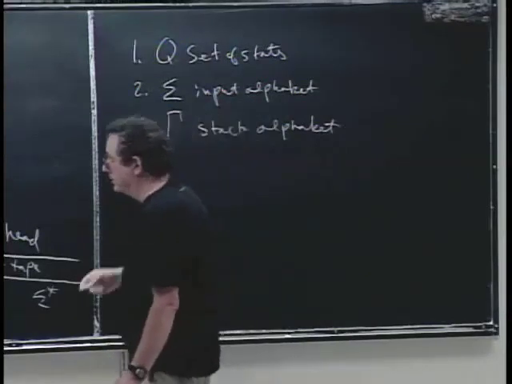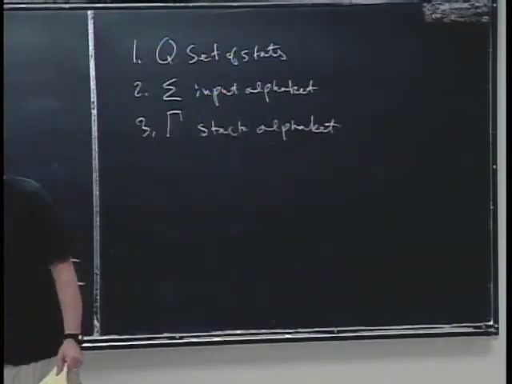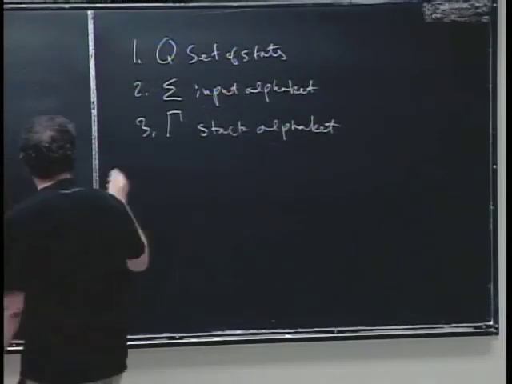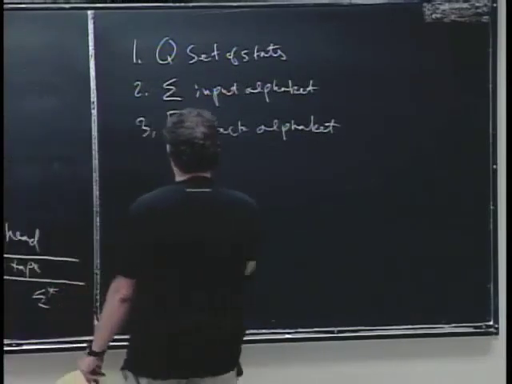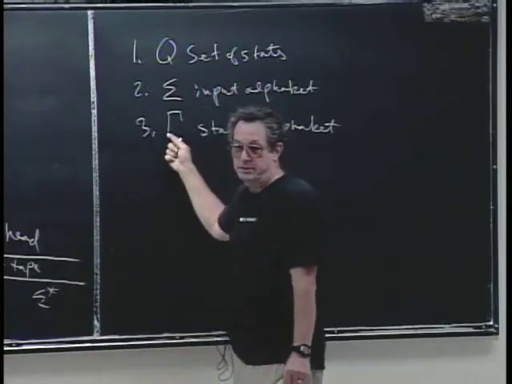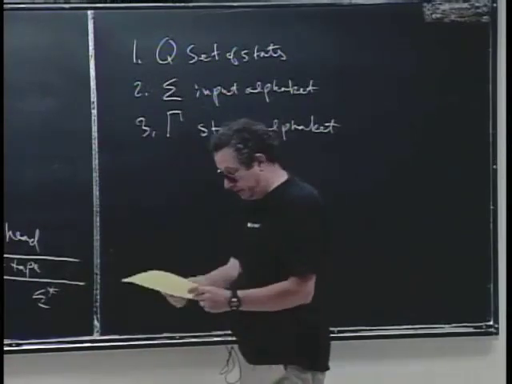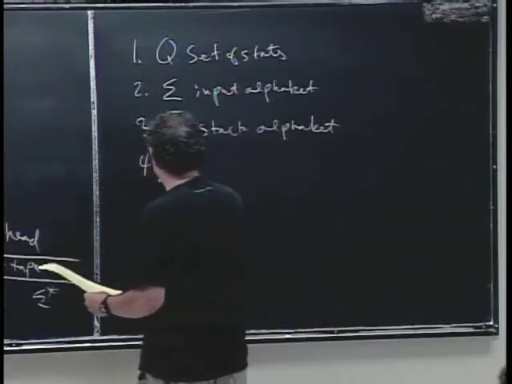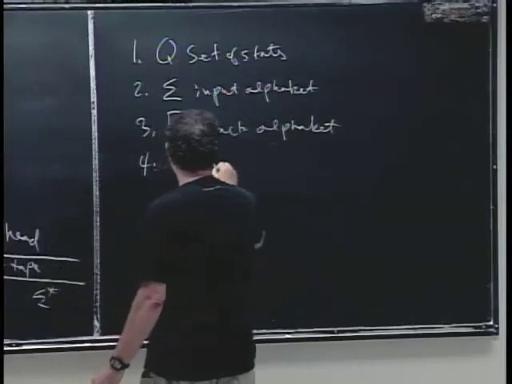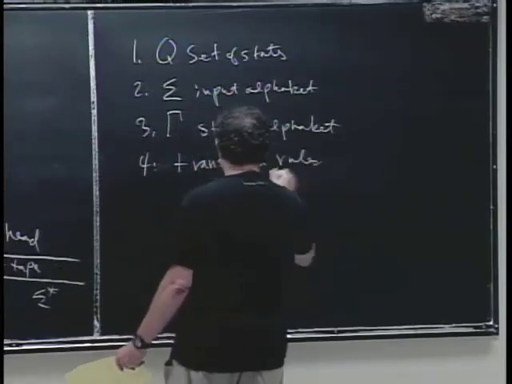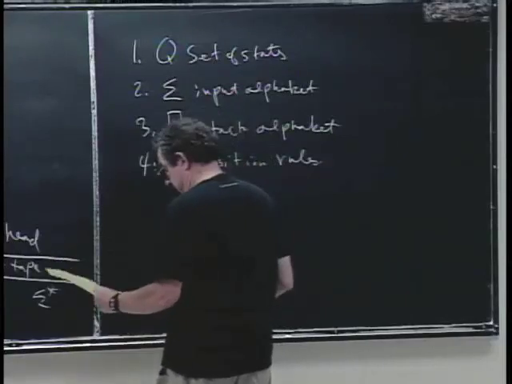So the set of symbols that it can write into the stack comes from a different alphabet. It might be the same. Gamma might include sigma, but in the general formulation, we allow this to be something that's different. It's just a particular alphabet. Okay, and then it has transition rules, delta.